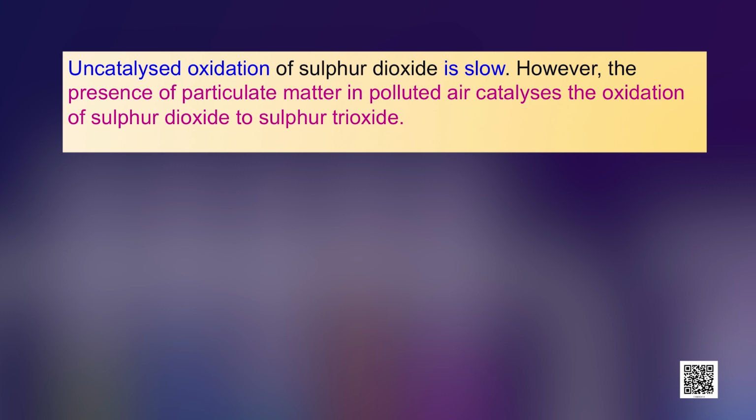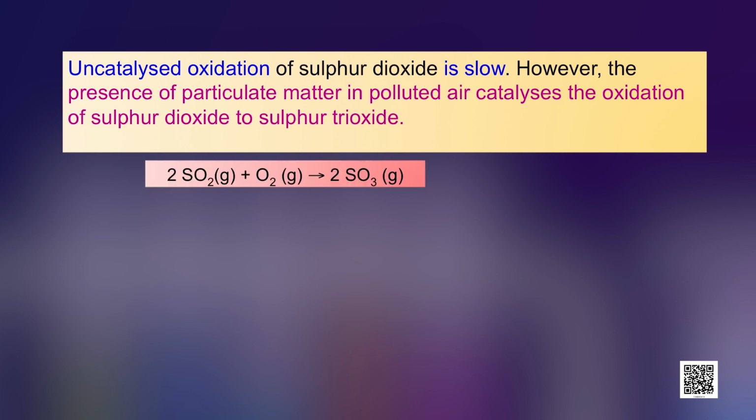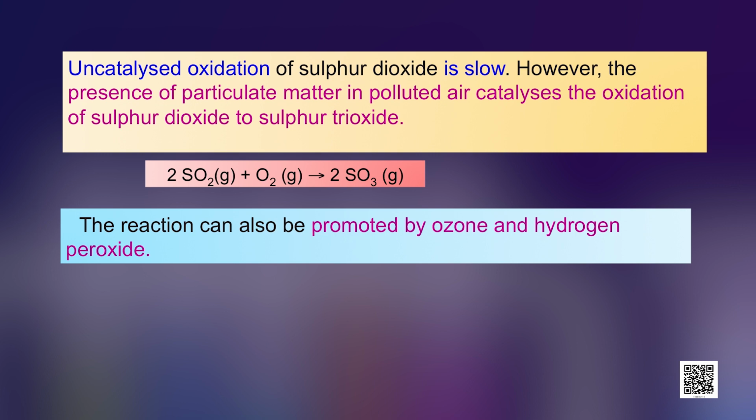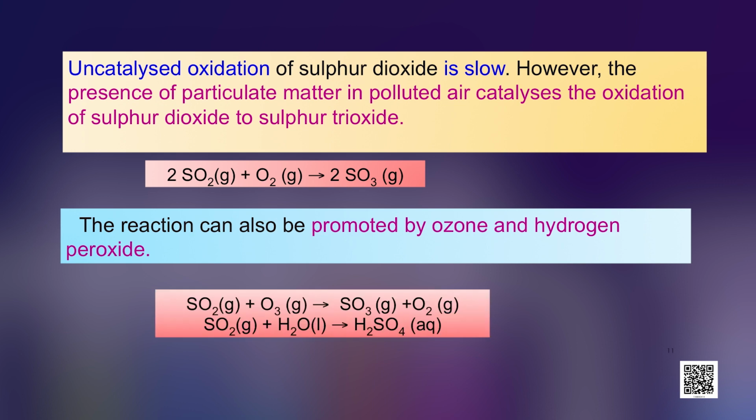However, in the presence of particulate matter in polluted air, the catalysis occurs and the oxidation of sulfur dioxide to sulfur trioxide occurs, as is shown in the equation here. The reaction can also be promoted by ozone and hydrogen peroxide. You can see here that in the first reaction sulfur trioxide is forming, and in the second reaction sulfuric acid is resulting by the reaction of sulfur dioxide and hydrogen peroxide.